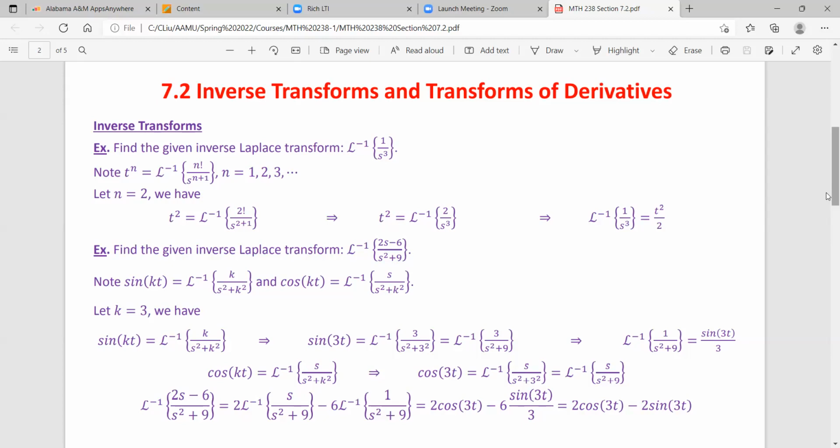Any questions about this example? Okay, let's look at another example.